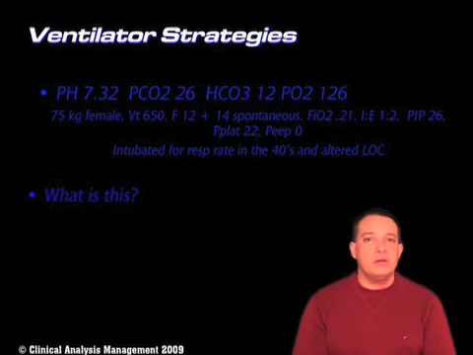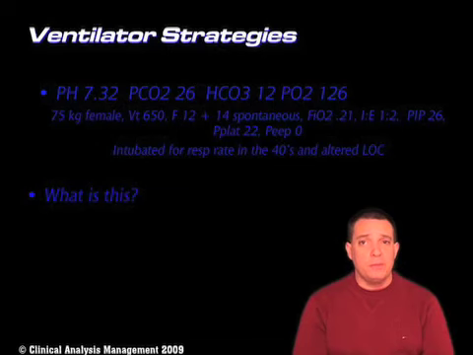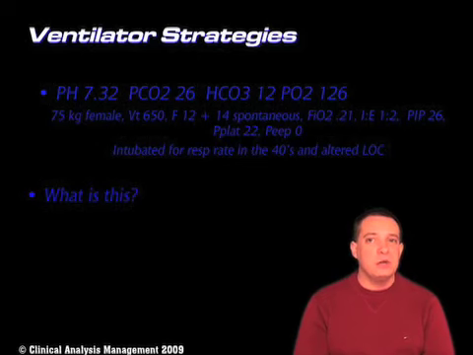So when we look at the CO2 of 26, is that acidotic, alkalotic, or normal? Well, we know that a CO2 at 26 is alkalotic. What about the bicarb? Is it acidotic, alkalotic, or normal? Well, with a bicarb at 12, we actually have acidosis. So which one matches the pH? It's actually the metabolic side. So it's an uncompensated metabolic acidosis.